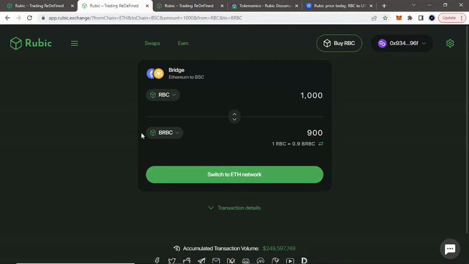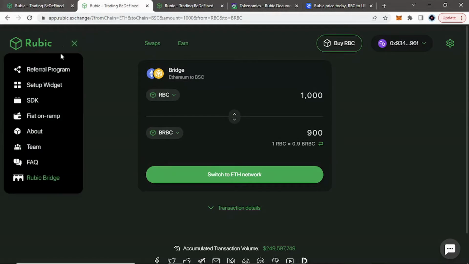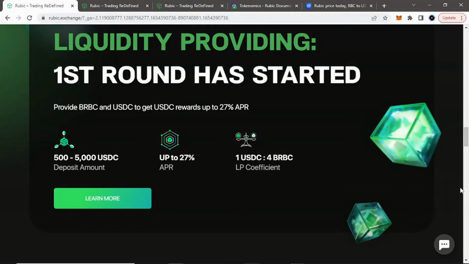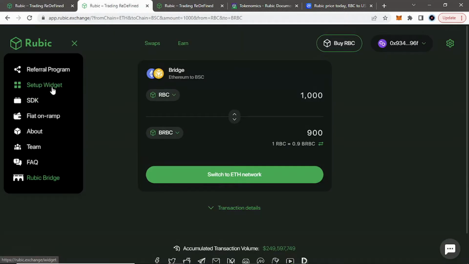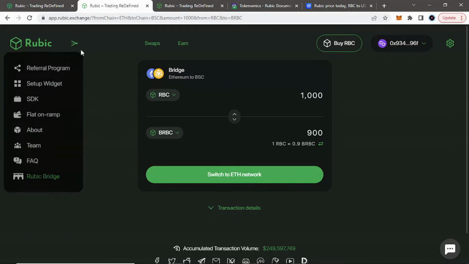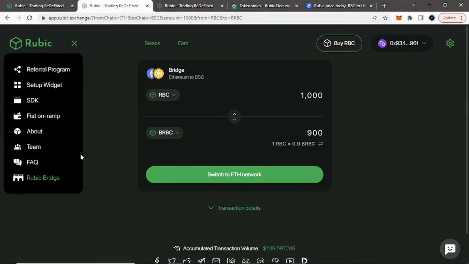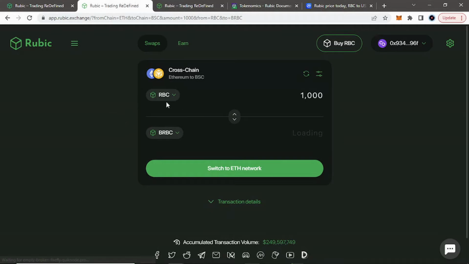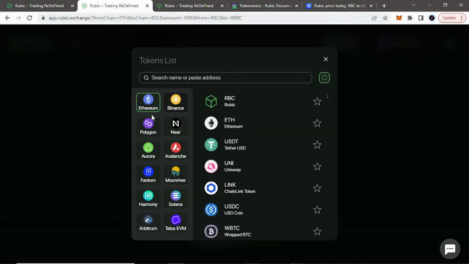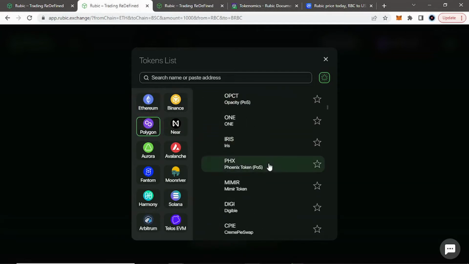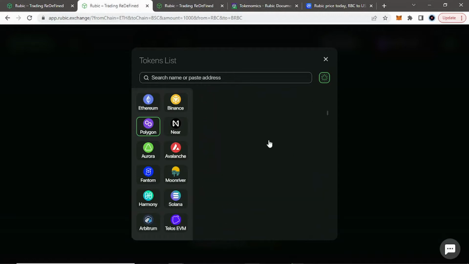But if we look here at their bridge, the whole thing about it. How to get here is you would just launch their app from their main website. I could show you. Go all the way to the top. Launch app, it'll bring you in here, and what I do is you just hit the little hamburger right up here and hit Rubic Bridge. It'll take you to this page, and let's say right now I'm on the Polygon blockchain. So if I go Polygon, you can see all the different assets that it supports.